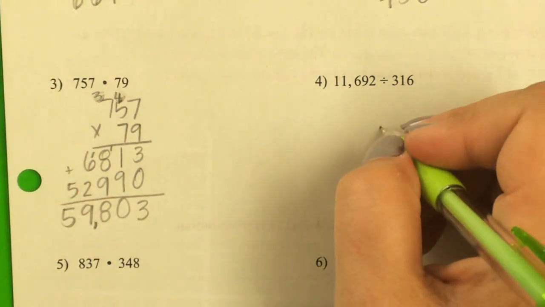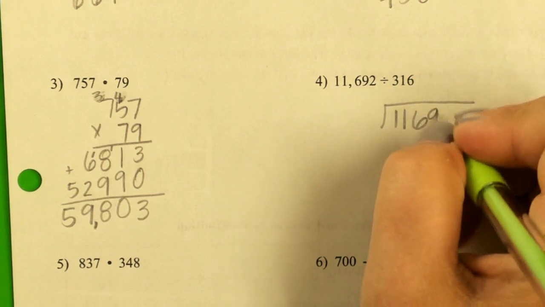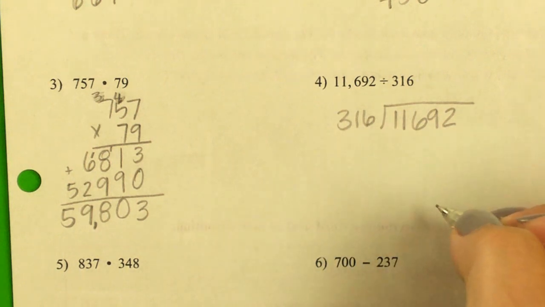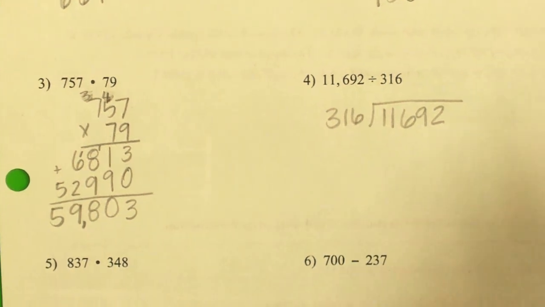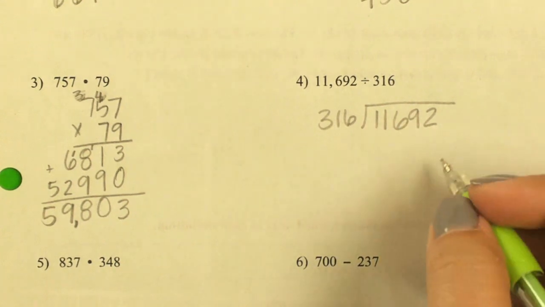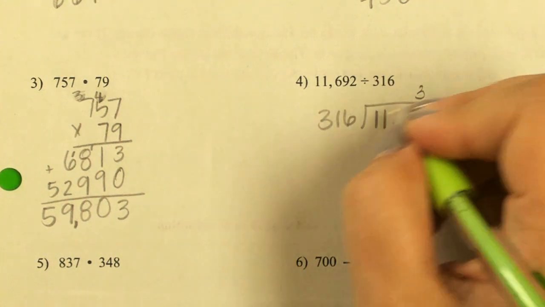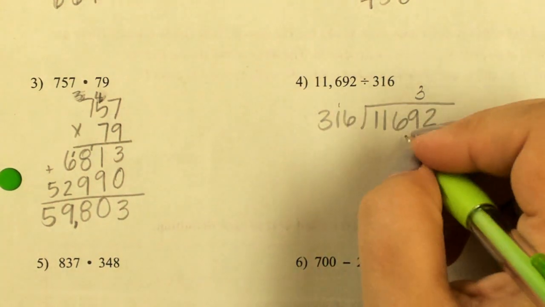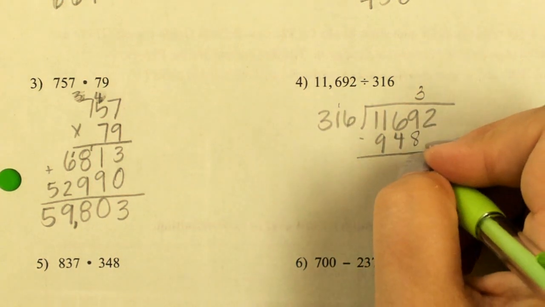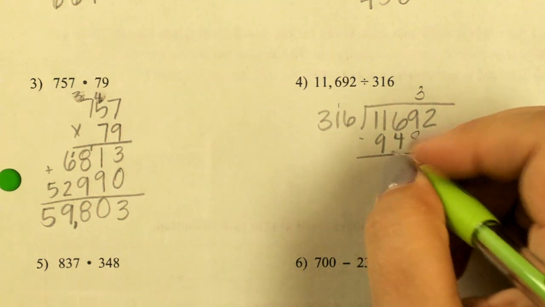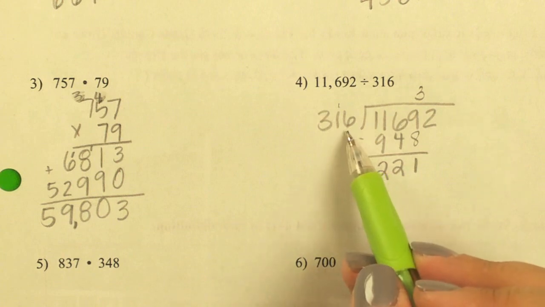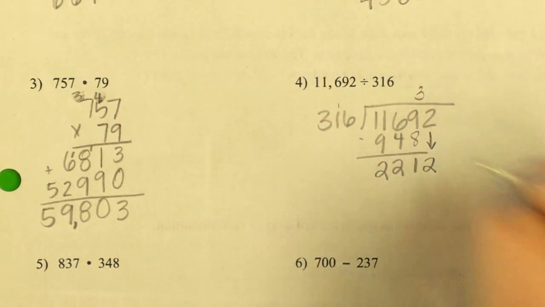Okay, division. This is the big one. 11,692 divided by 316. Can this number go into 1? No. Can it go into 11? No. Can it go into 116? No. Can it go into 1,169? Yes. How many times? 3. All right, I'm going to go ahead and multiply through. That's 18. That's 4. And that is 9. Okay, so 9 minus 8, 6 minus 4, 11 minus 9. Okay, so we're checking to make sure that this number is less than this. It is. We can go ahead and bring down our next number.